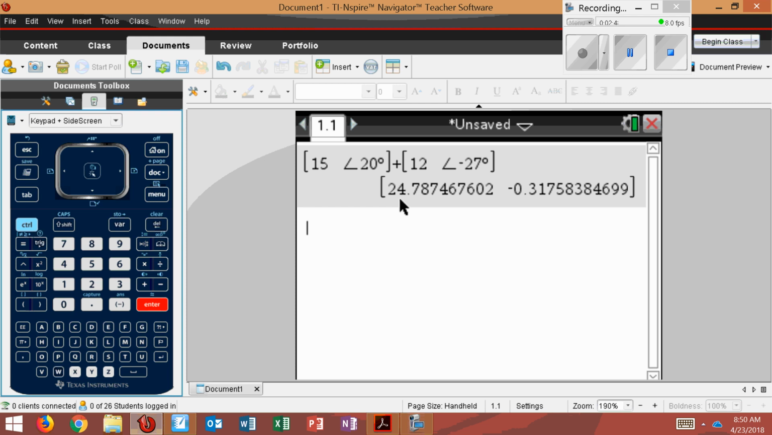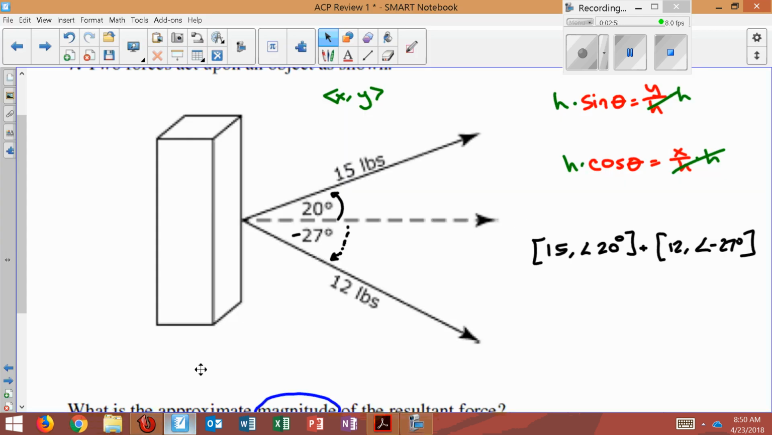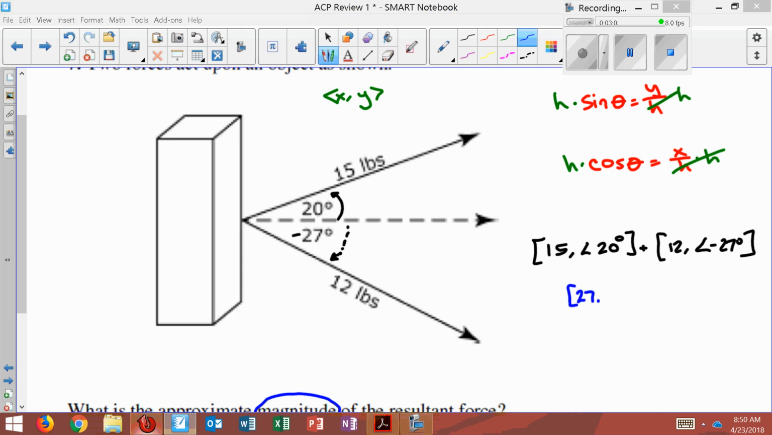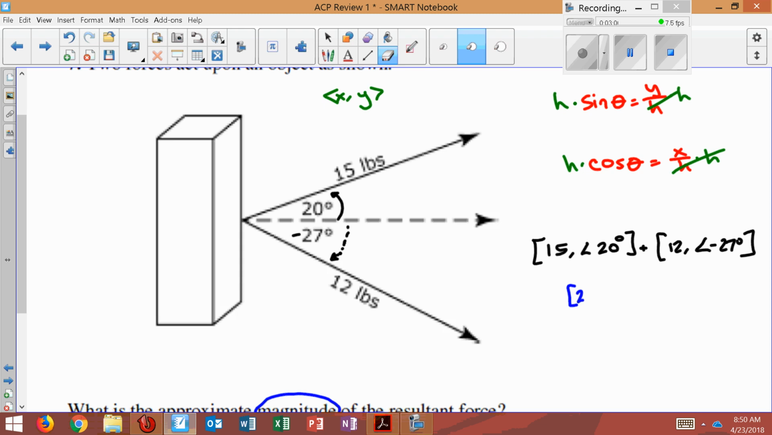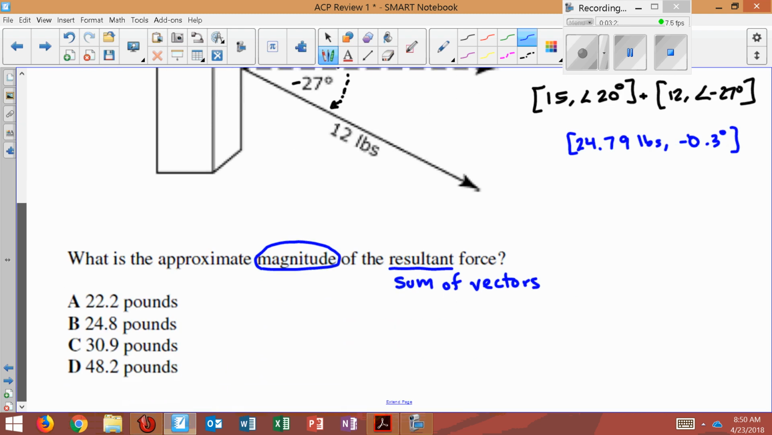The resultant is something with a magnitude of 24.79 at a negative 0.3 degree angle. So that's what we get here, 24.79, and this would be in pounds, followed by a negative 0.3 degree angle. That would be the direction angle, but we're not interested in that. It said only the magnitude. So the answer here should be B.